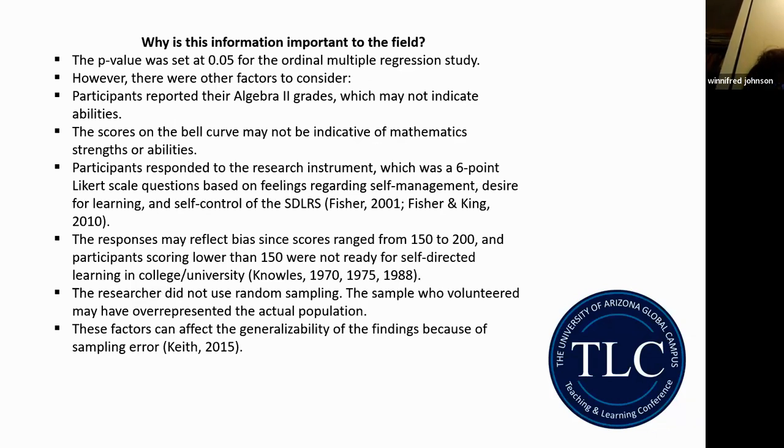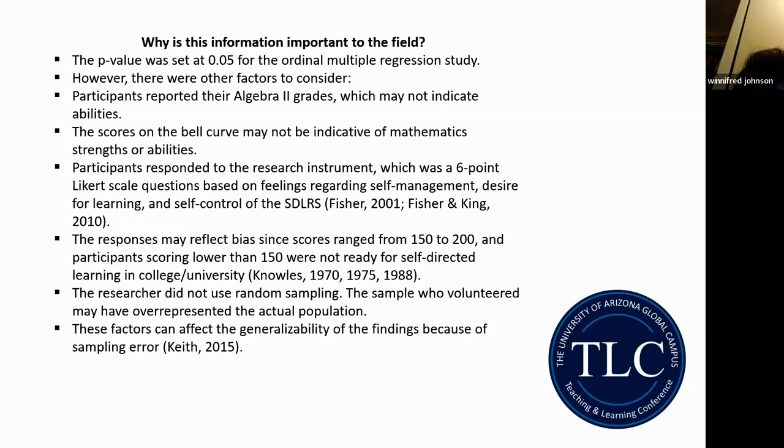Why is the information important to the field? The p-value was set at 0.05 for the ordinal multiple regression study. However, there were other factors to consider. Participants reported their Algebra 2 grades, which may not indicate abilities. The scores in the bell curve may not be indicative of mathematics strengths or abilities.